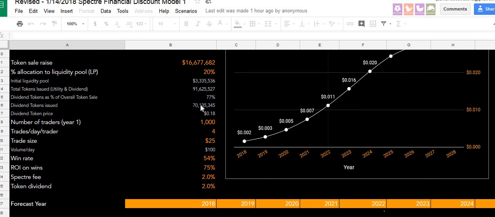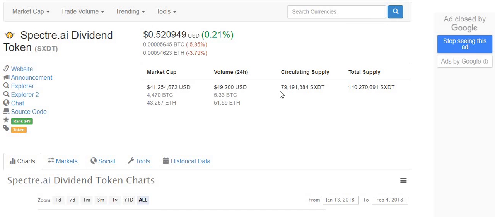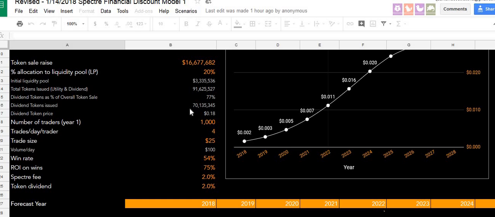One assumption is the total dividends issued. That's the first one that's, at the moment, I'm going to say incorrect. Because if we go look at CoinMarketCap, we can see that the current circulating supply is 79,191,384. Total supply is 140,270,691. If we come back to Spectre, their assumption here is 70,135. So there's 9 million tokens that are missing from their calculation. Again, there's a lot of variables.